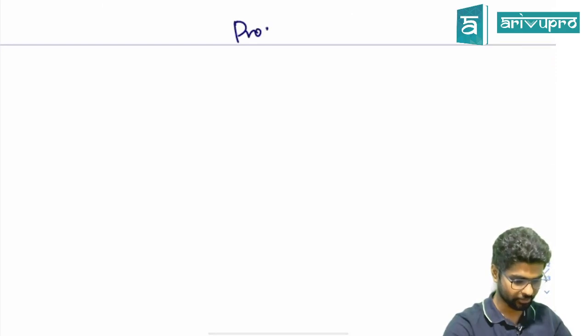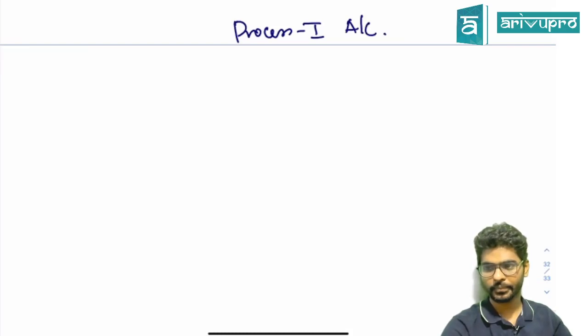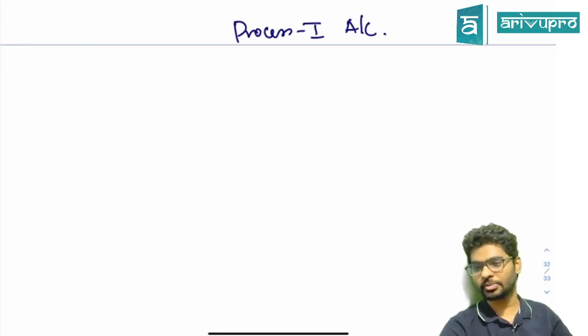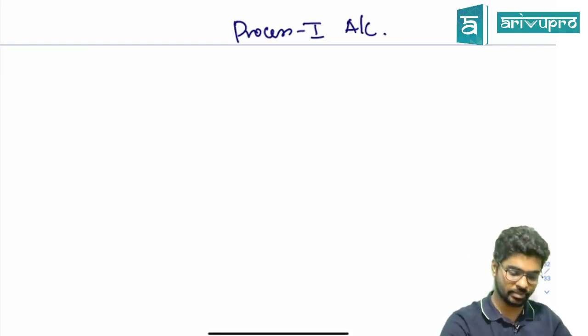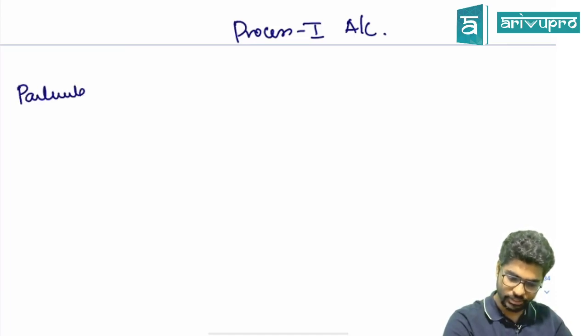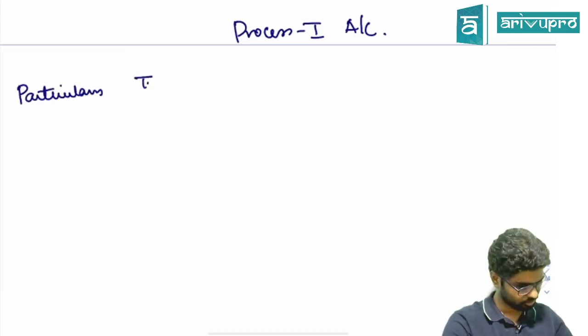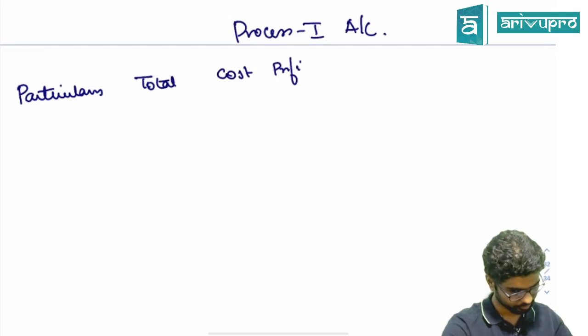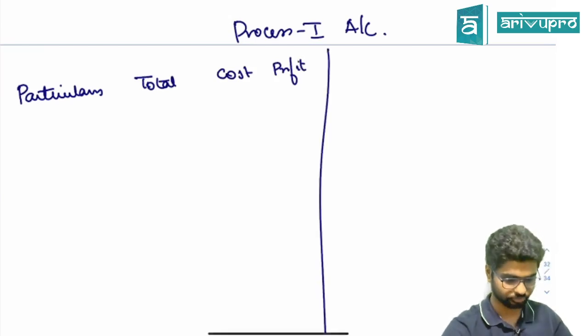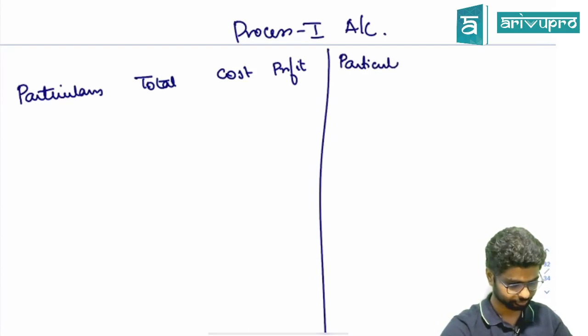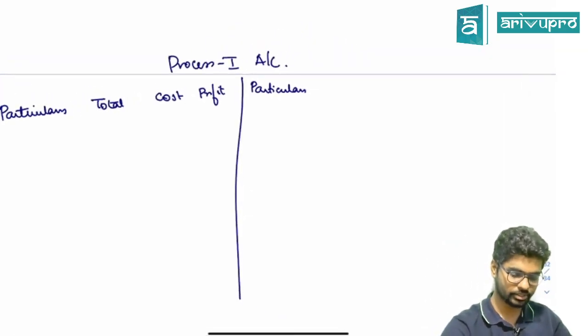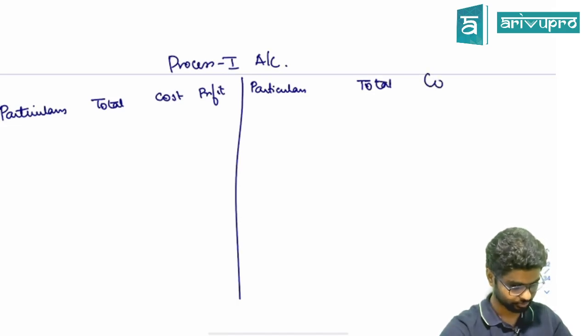First one, I'm going to make my process 1 account. Whenever there is an inter-process costing, I would always prefer if you can do 3 tables, that is particulars, total, cost, profit, particulars, total, cost, profit.